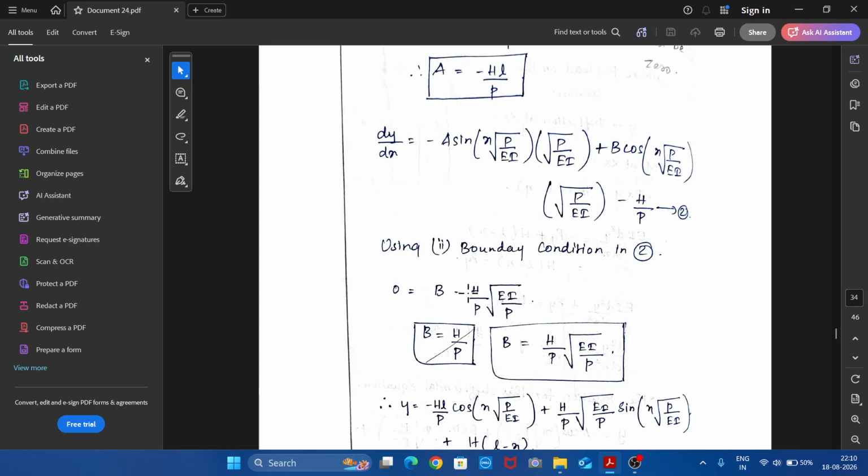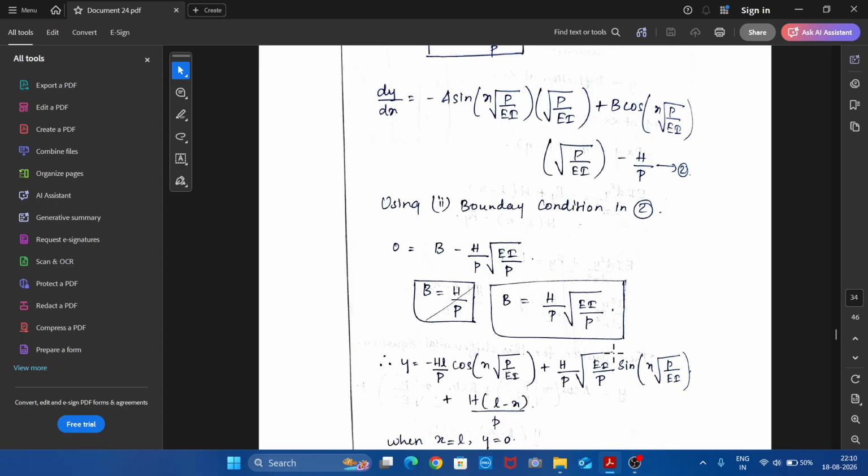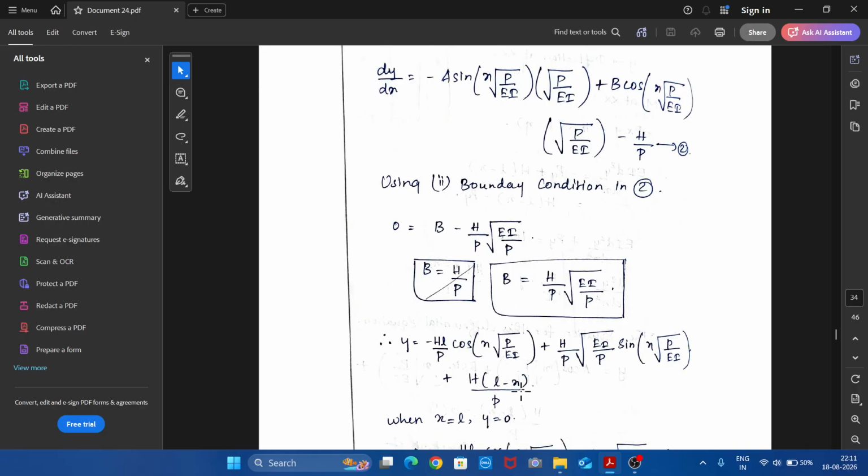So the earlier line is not correct, because here actually you should have b into root p by ei minus h by p equal to 0, from which we will be getting b equal to h by p into root ei by p. So substituting the value of b, you will be getting y equal to minus hl by p cos x root p by ei plus h by p root ei by p sin x root p by ei, plus h into L minus x by p.